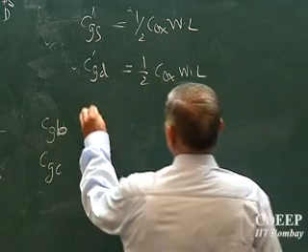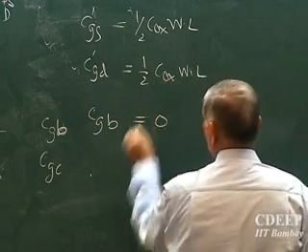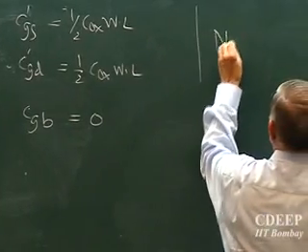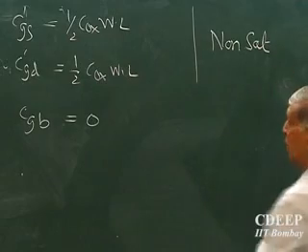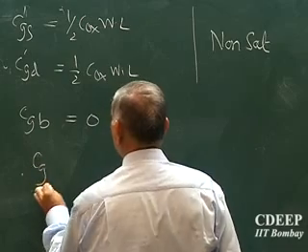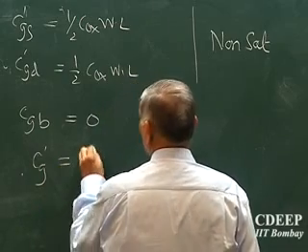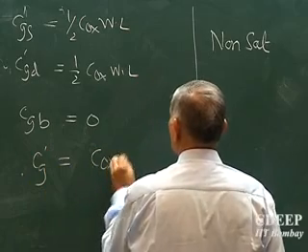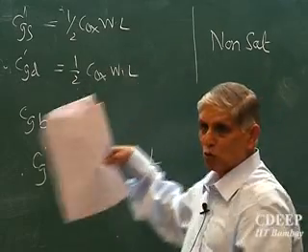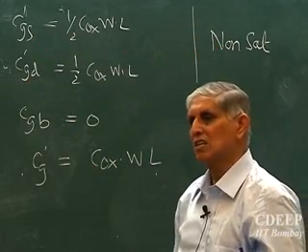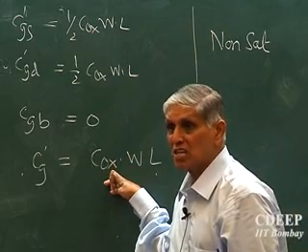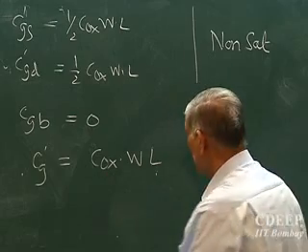Then at that time, how much will be CGB? 0. Why? Because we are talking right now of non-saturation case. Channel is existing everywhere. So the net capacitance of the gate, which I may say CG, is actually Cox WL, sum of these two. Total capacitance seen from gate is Cox into W into L. Cox is capacitance per unit area of the oxide. What is Cox value?